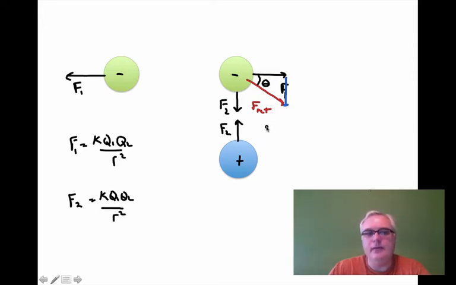Now there's lots of good examples of using Coulomb's law in the textbook, so you can work through those. And if you have any questions about Coulomb's law, make sure you come ask me in class.